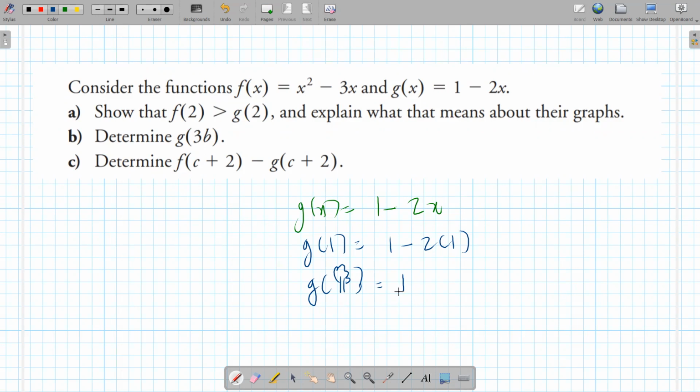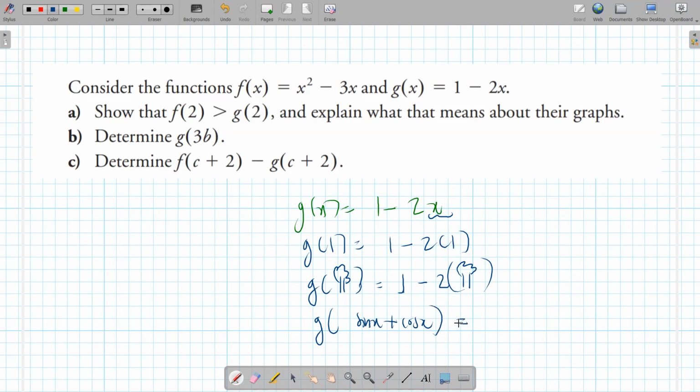3 minus 2 times 3? No. 1 minus 2 times 3. Right? We replace x with what's in the bracket. Okay. Let's do one more of these and you should be able to do any of these types of problems. Let's say g of something like sine x plus cos x. This is actually not stupid. This you will see as a question.